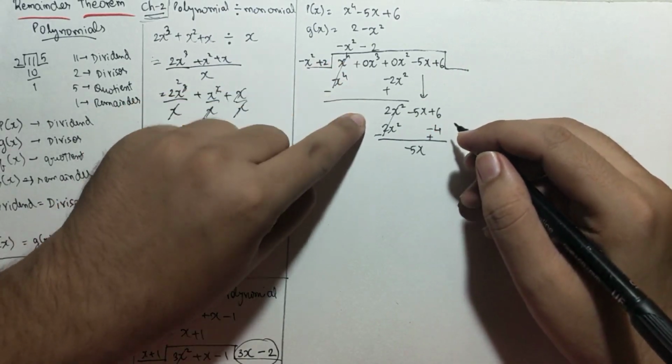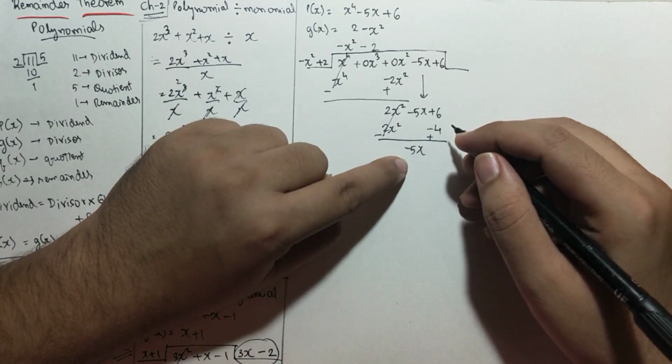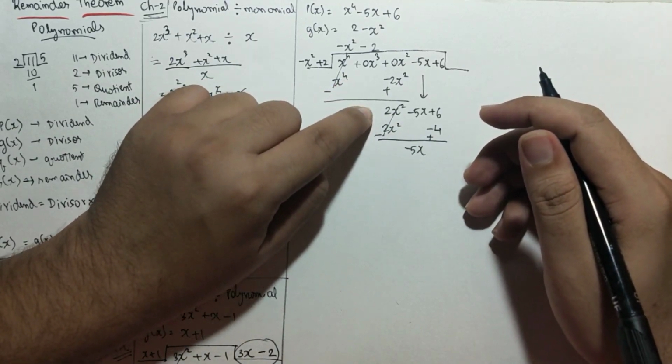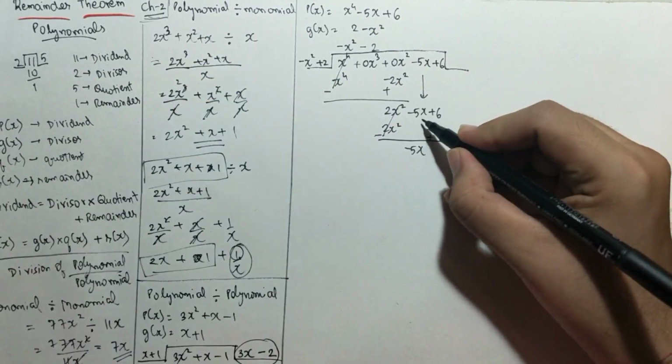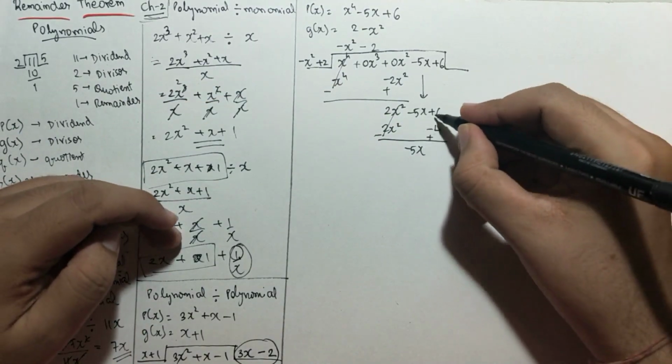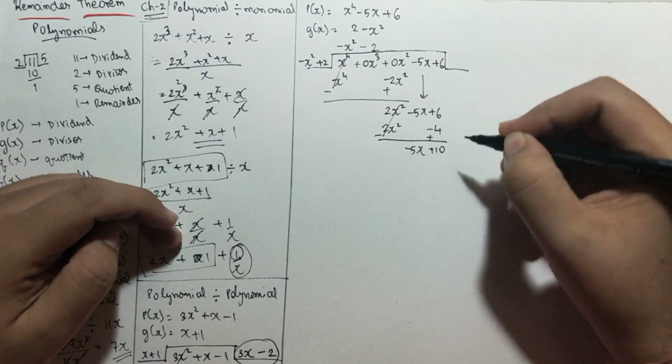See, here I have not taken down 0x cube, but here I am taking down minus 5x. What is the reason? 0x cube, the term will be 0, so no need to take it down. But minus 5x has some value, it is not 0. So I have taken minus 5x below. 6 plus 4, that will be 10.